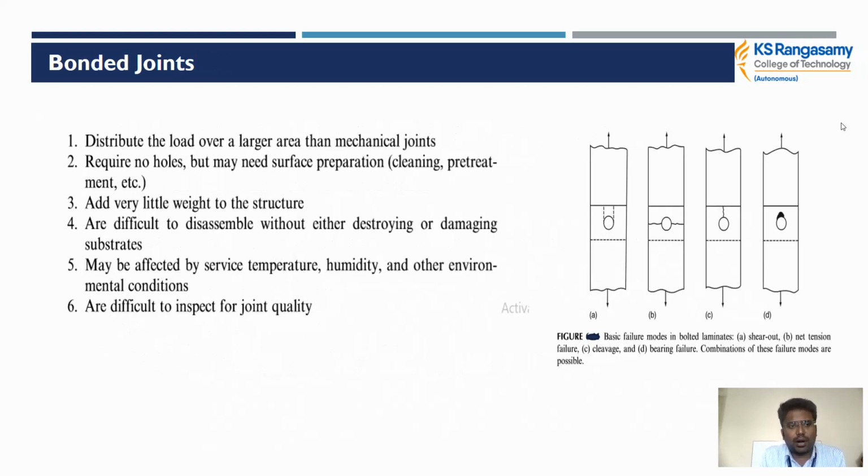Next, I come to the bonded joint. This spreads the load over a larger area than the mechanical joint and requires no holes. Compared with the mechanical joint, where we use holes, here we do not use holes, but surface preparation is mandatory. The reason is that bonding is the most important thing in the bonded joint, and we achieve it through surface preparation.